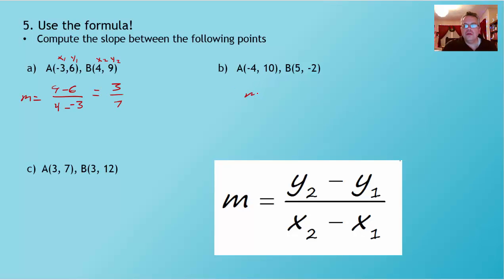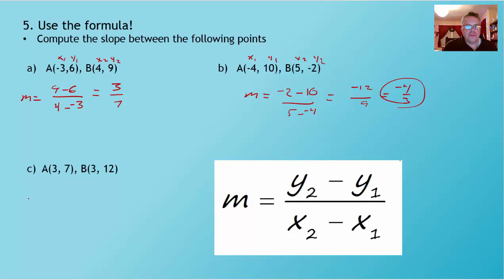Okay, this is X1, Y1, X2, Y2. Subtract the Y coordinates on top, just the way they are. Subtract the X coordinates on the bottom. We gotta do kind of the same order. And so we get -12 over 9, which is -4/3 if you reduce it.